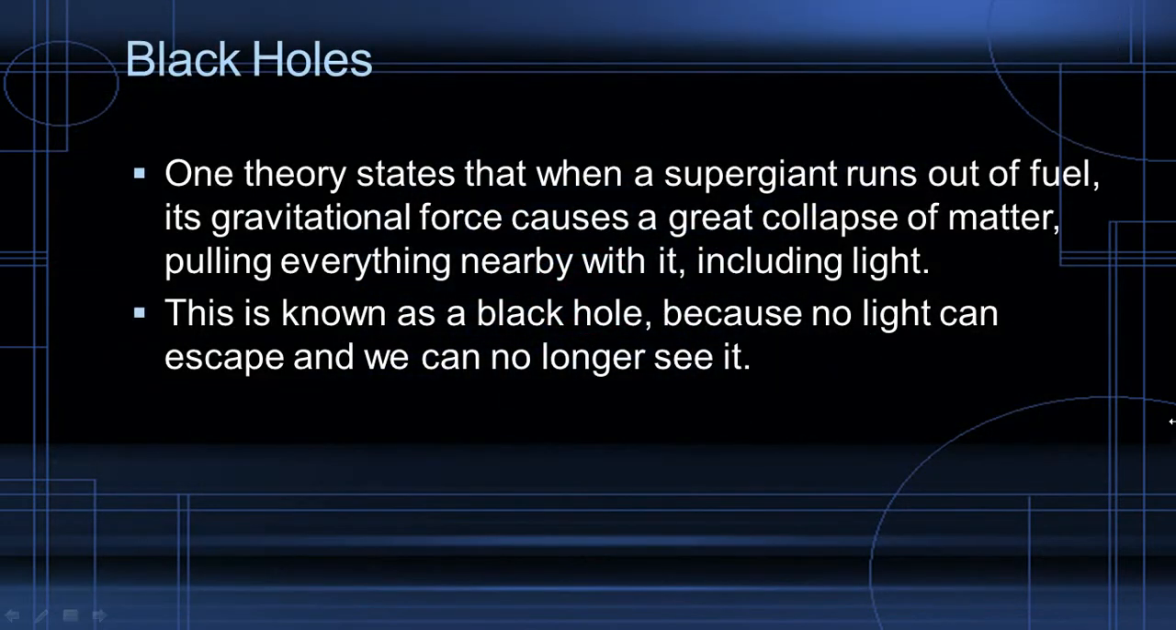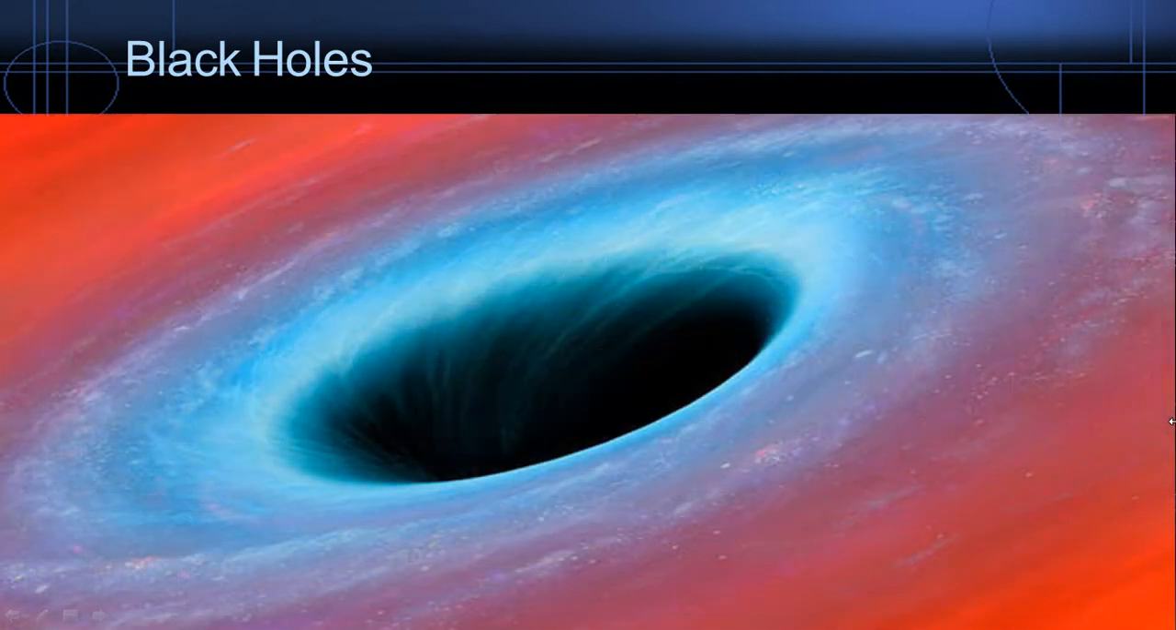Which brings us to black holes. Once again, only theory. This is a theory that states that sometimes when a supergiant runs out of its fuel, because they're burning that hydrogen and helium business, the gravitational force will cause a great collapse. It'll all pull inward, because gravity is such a powerful force, pulling everything nearby with it, including light. It sucks it all in there. This is known as a black hole because not even light can escape, and we can't see it anymore. Once again, I have an artist rendition of this here. It looks like a giant flushing toilet or something, right? All being taken down into this black hole. Remember, this is just a theory. We don't know for sure if this is what's going on.